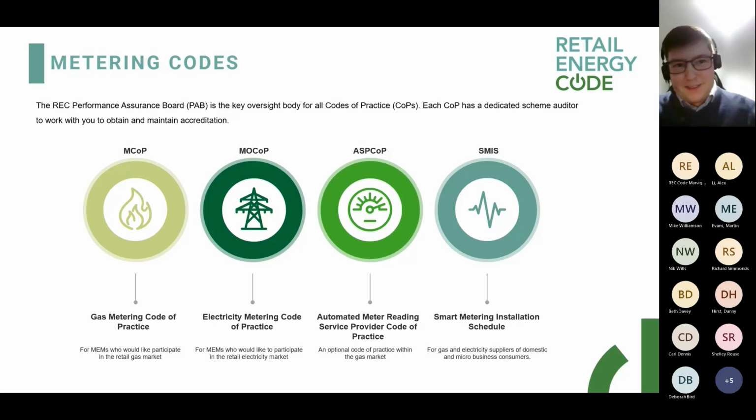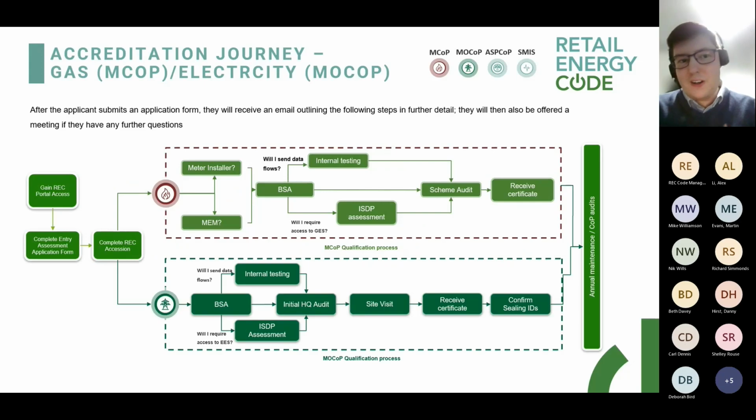You should see a nice graphic with the 4 relevant codes of practice, which are MCOP, the metering code of practice, which is needed to perform work on gas meters. There's MOCOP, the meter operator code of practice, which is needed to perform work on electricity meters. There's ASPCOP, an optional code of practice for automated meter reading service providers. And there's SMIS, the Smart Metering Installation Schedule, which is a requirement for suppliers as part of their supplier qualification.